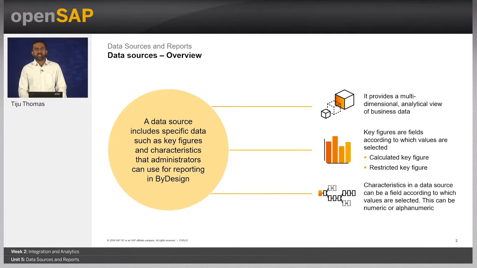Characteristics in a data source can be a field according to which values are selected. This can be numeric or alphanumeric. For example, location and products.